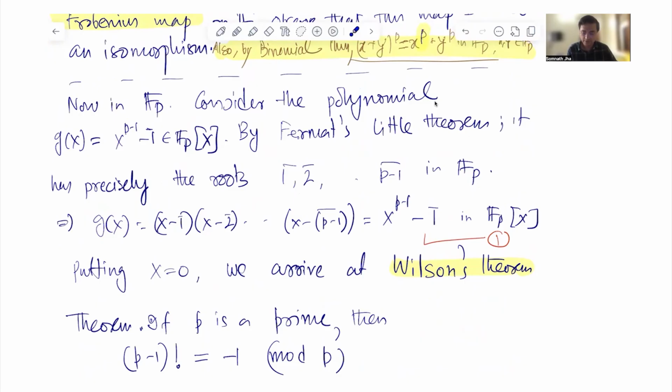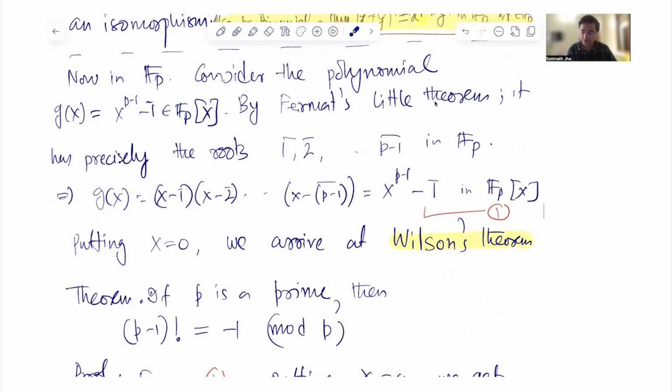So you get 1 times 2 times up to p minus 1. These are considered as elements in F_p. So 1 into 2 into p minus 1 on the left-hand side, and on the right-hand side you get minus 1. So the equivalence class of 1 into 2 into p minus 1, their product, is minus 1, the equivalence class of minus 1 in F_p.